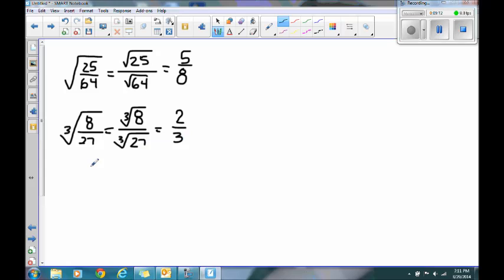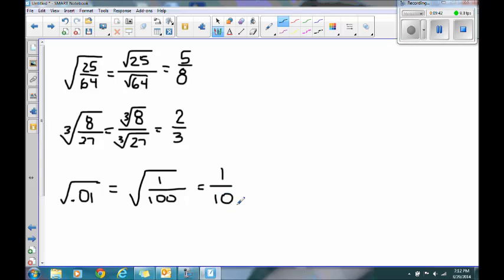Now if I have decimals, I don't really like decimals, but this book throws some in from time to time. And the way I would recommend doing it with a decimal to simplify and find the square root of 0.01 is I would recommend writing it as a fraction. The 1 is in the hundredths place, so this means 1 over 100. And if I take the square root of 1, I get 1 over the square root of 100, which is 10. And I can write it that way.